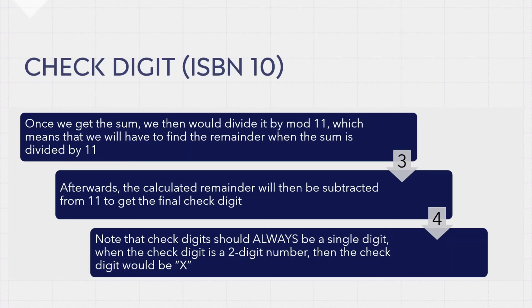So once we get the sum, we then would divide it by mod 11, which means that we will have to find the remainder when the sum is divided by 11. Afterwards, the calculated remainder will then be subtracted from 11 to get the final check digit. Note that the check digit should always be a single digit. When the check digit is a 2-digit number, then the check digit would be X.